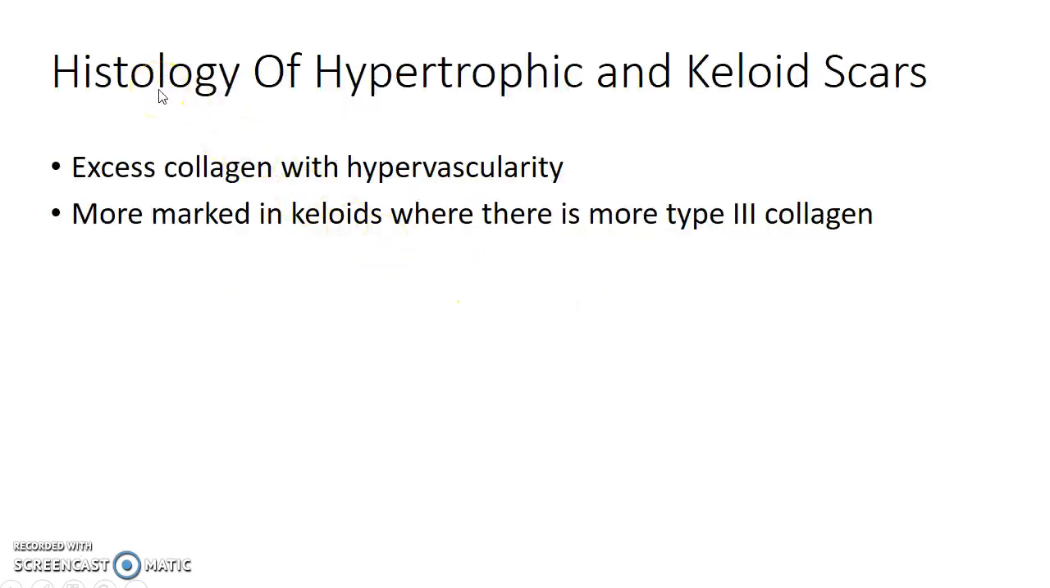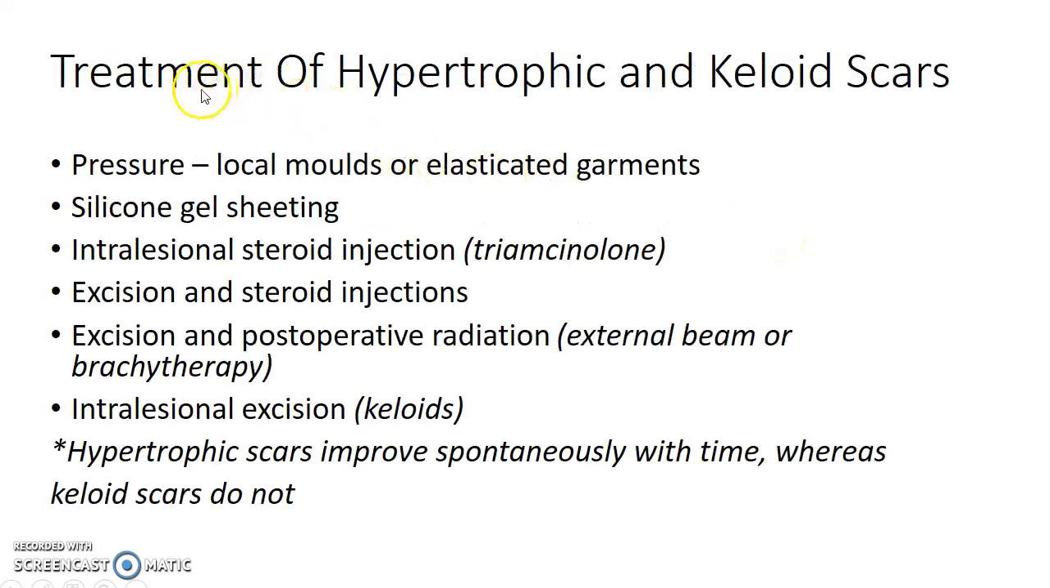Now let us see about the histology of hypertrophic and keloid scars. There will be excessive collagen with hypervascularity when a hypertrophic or keloid scar is observed under a microscope. This excess collagen is more marked in keloids where there is more type 3 collagen. Now let us see about the treatment of hypertrophic and keloid scars.